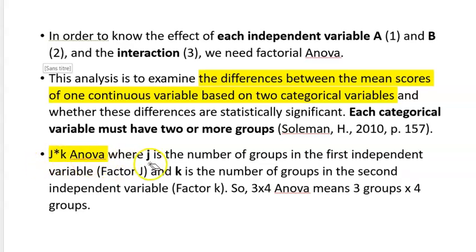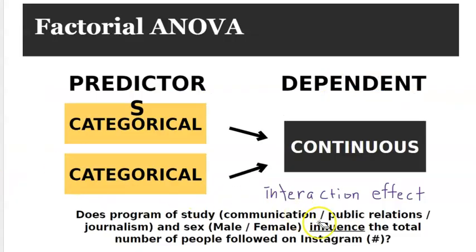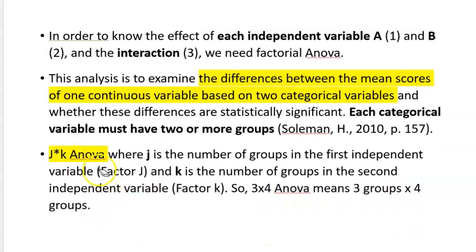J by K ANOVA means that J is the number of groups in the first independent variable, which is the programs. Here it is 1, 2, 3, and the gender is 2. K is the number of groups in the second independent variable, so gender is 2. For instance, a 3 by 2 ANOVA means that 3 groups and 2 groups participate in this factorial ANOVA. That is the relationship with the J by K ANOVA.